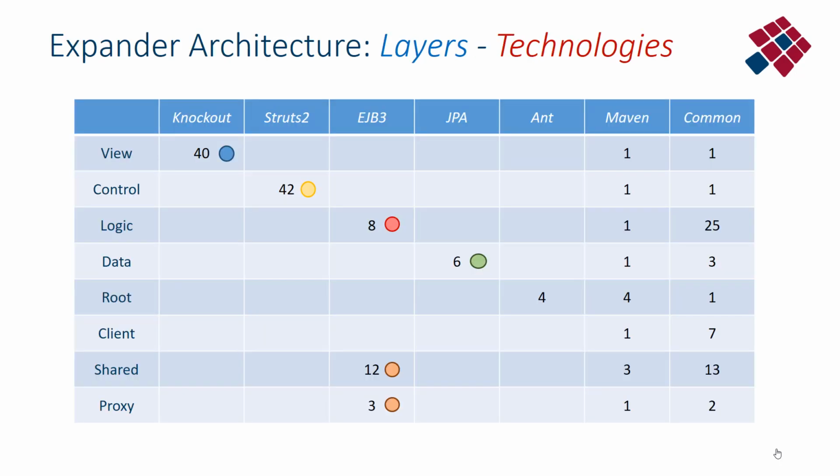We come back to our general overview of the expander architecture, where we chart the layers and the technology. And let's take a second look now into more detail. Let's zoom in on a second set of expanders and artifacts that are generated by those expanders. Let's look at the EGB3 logic expanders, which are 8 of them.